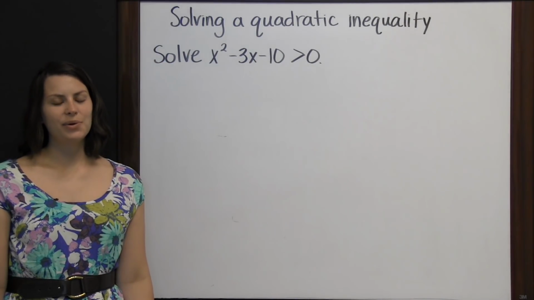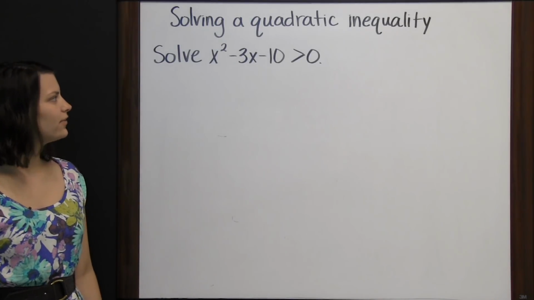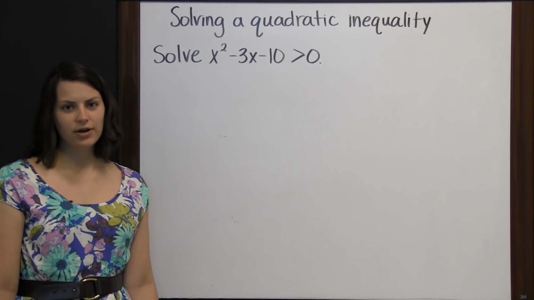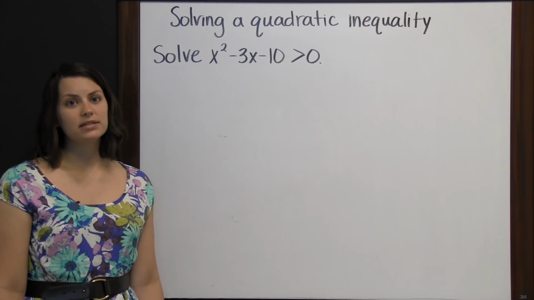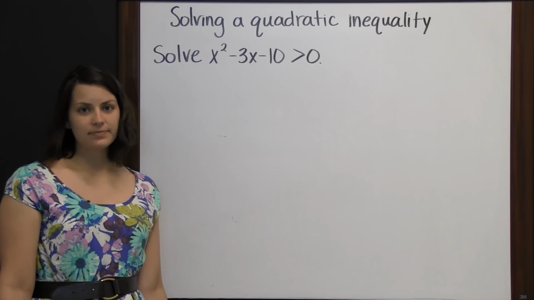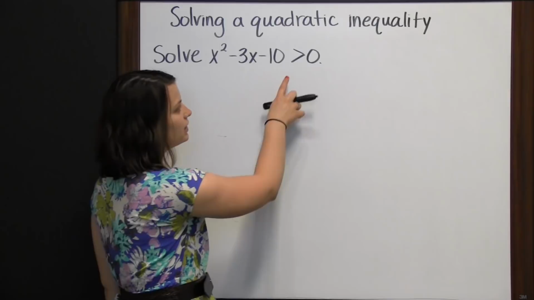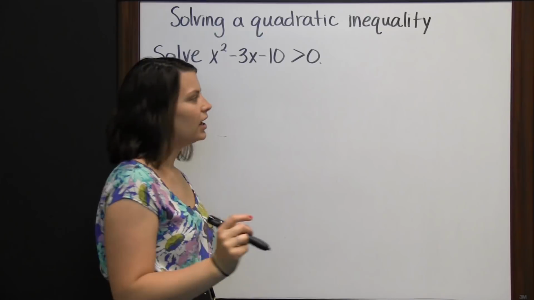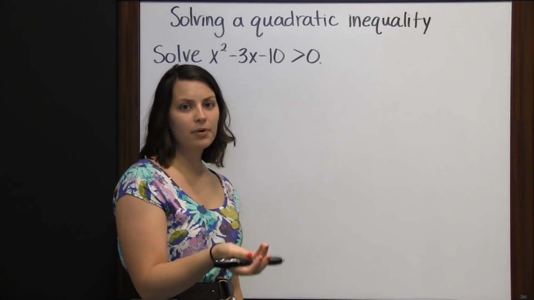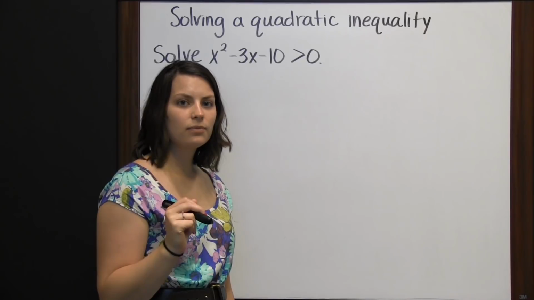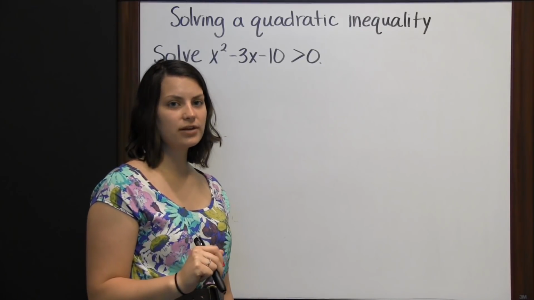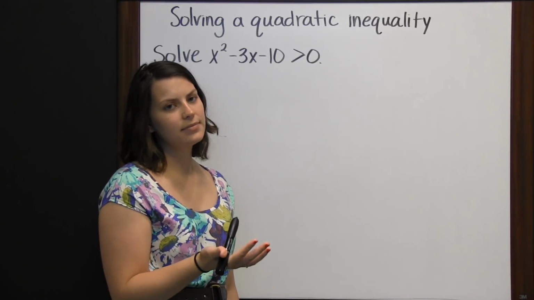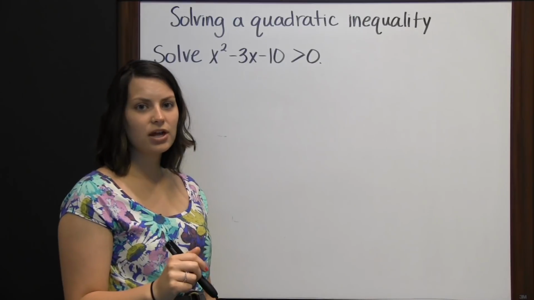Solving a quadratic inequality. Solve x squared minus 3x minus 10 is greater than 0. One way we could solve this inequality is to graph it. Since it's a greater than sign and not or equal to, we would graph a dashed line, and greater than means to shade above the parabola. And so the solution set would be all those coordinates in the shaded region. If this were a less than sign, then we'd simply shade below the parabola, and all the coordinates, again, in the shaded region would be the solution.